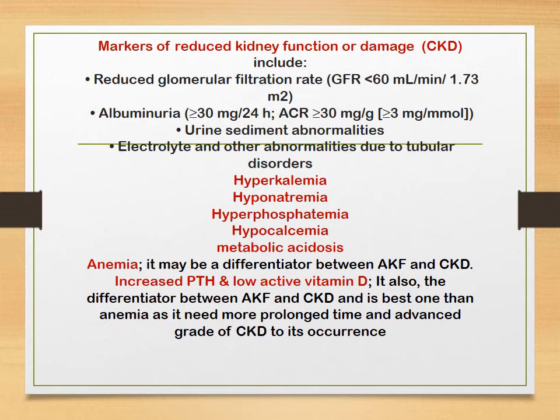Also, the best marker for differentiation between acute and chronic kidney disease is the increase of parathyroid hormone with decrease of active vitamin D, and this usually occurs and is referred to as secondary hyperparathyroidism.